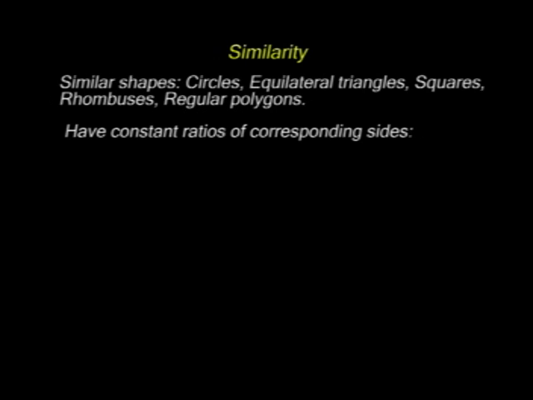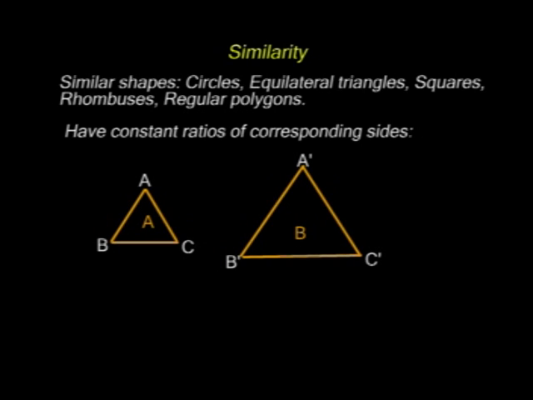For figures to be similar, the ratios of corresponding sides are constant. For example, consider these two triangles on your screen. If the two triangles are similar, the ratio of the corresponding sides is constant. That is to say, AB over A prime B prime is equal to BC over B prime C prime and is equal to AC over A prime C prime.